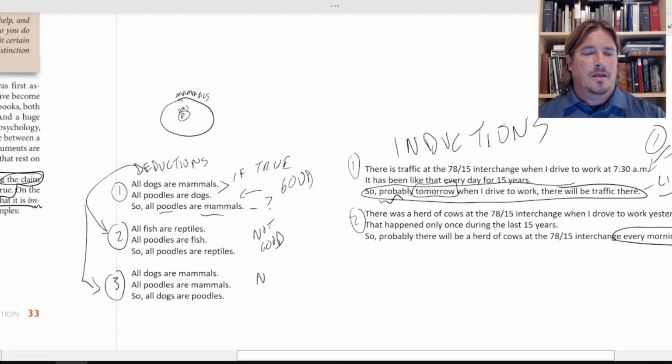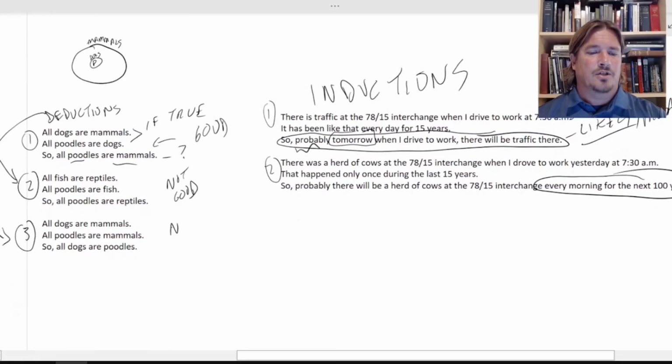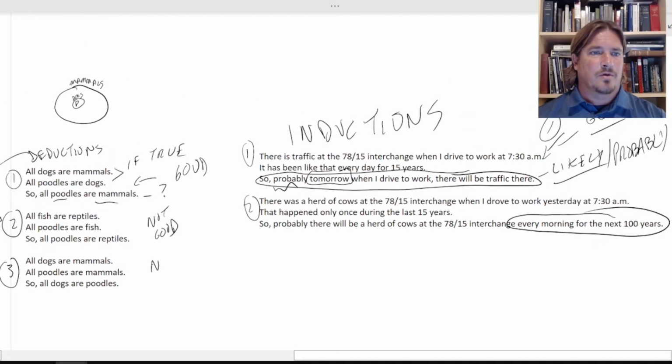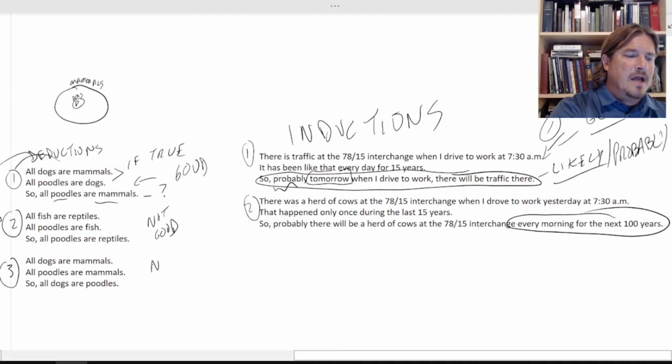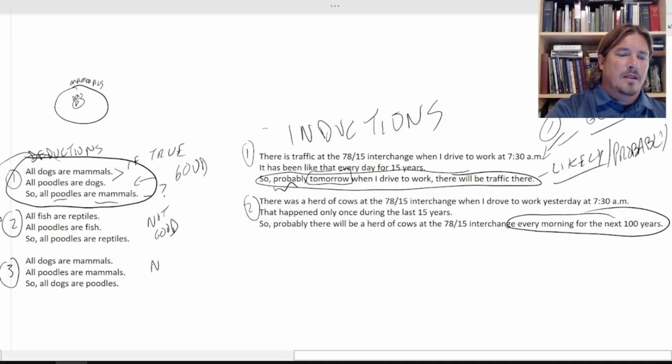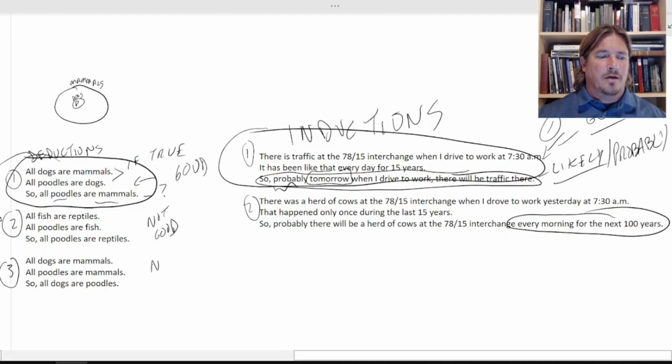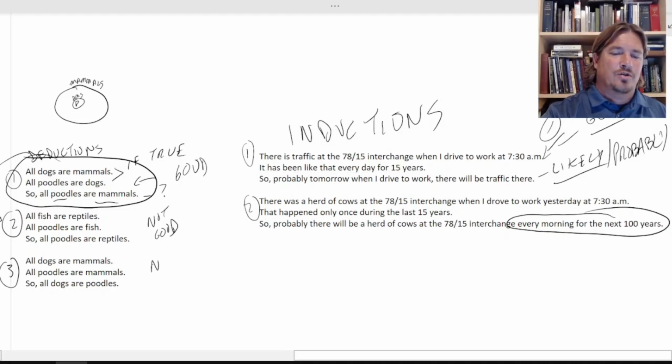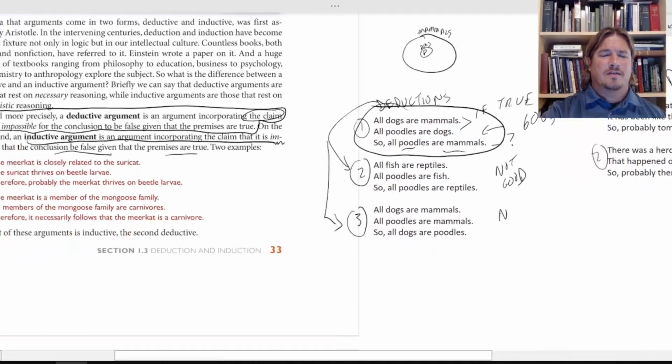Look at the difference between these two arguments here, the induction and the deduction. Let me get these on the screen where you can see them. Right? This deduction is absolute. This induction is just probable, right? If all dogs are mammals and all poodles are dogs, then all poodles have to be mammals. There's no way out of it. That's just how the logic works. But on this one, on the induction, even if those premises are true, that conclusion could still be false. That's what makes it an induction. It's just a probabilistic inference. Okay. Hopefully this distinction helps.